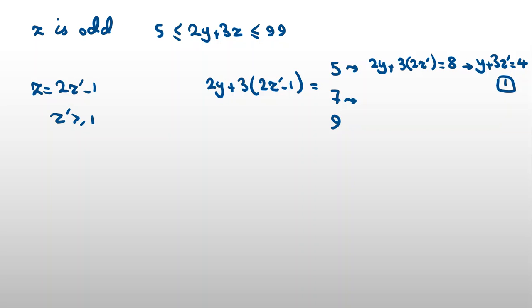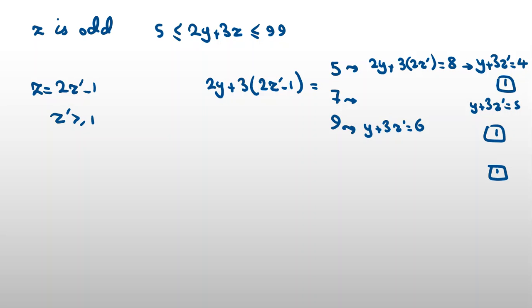Now let's check this one. If we do the same thing, 7 plus 3, 10 over 2, 5. And y plus 3z prime is 5. So we have only one answer. z prime can only be 1. For this, again, y plus 3z prime. If you add 3 to 9, 12 over 2, 6. So z prime can also be 2, because y is at least 1. So again, for this case also, we have 1.